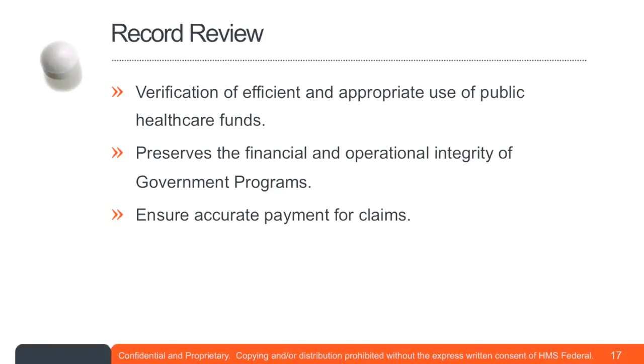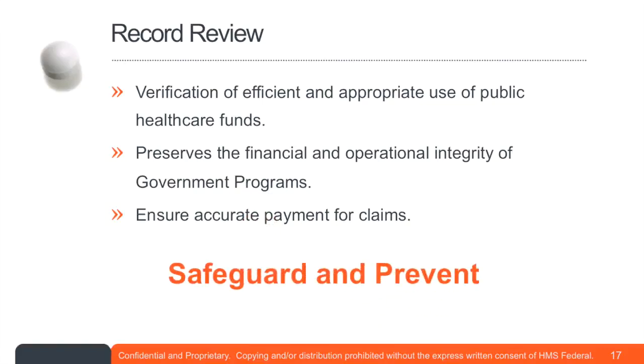On the Medicaid level, the record review preserves the financial and operational integrity of the government programs. So, $430 billion was paid in Medicaid claims last year. It's important to make sure that Medicaid programs remain viable for the population and patients who make use of the programs. That can only be possible by having checkpoints and making sure that there isn't fraud, waste, and abuse, and trying to deter that. So we're also safeguarding and working on prevention to ensure that the claim payment is accurate.